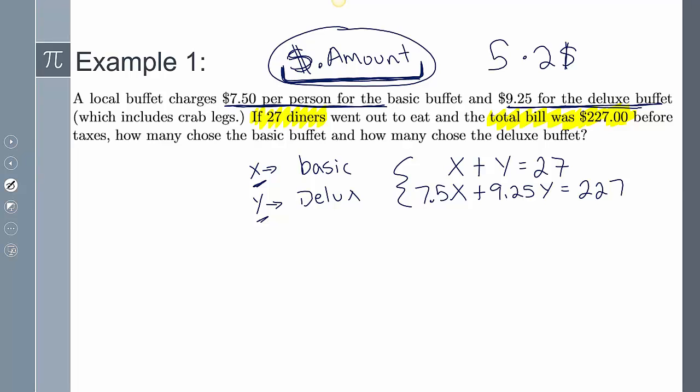Once that's been established, we can use the elimination method or the substitution method, whichever you would like, to solve and find how many basic meals and how many deluxe meals there were. I'm not going to go into how to find X and how to find Y, because we already talked about that. I'm going to focus mainly on establishing the relationships in this lesson.